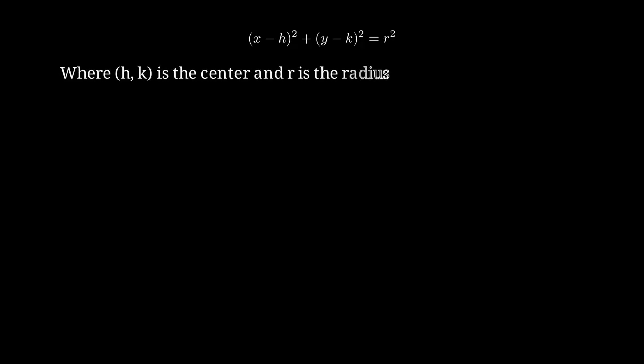First, let's recall the standard form of a circle equation. The standard form is (x - h)² + (y - k)² = r². In this equation, h and k represent the center coordinates and r is the radius. Substituting our center coordinates, we get (x - 2)² + (y - (-3))² = r². Simplifying the double negative, this becomes (x - 2)² + (y + 3)² = r².